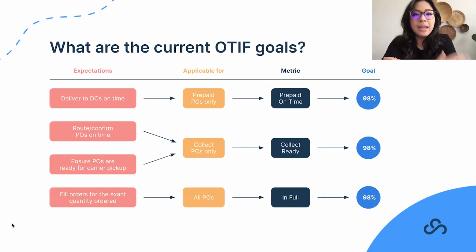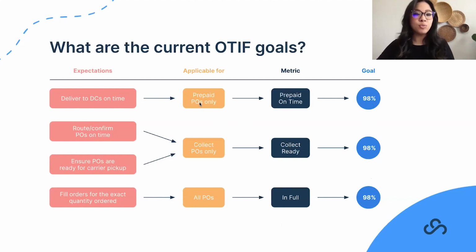Okay, so at a high level, we wanted to talk through what the different OTIF goals are that are currently true and what the threshold is for Walmart. So you guys can see here, this column is talking through the expectations, this is talking who is applicable, what the metric is that Walmart is really measuring, and then what the goal is. One thing you guys will probably see really quickly is the goal is 98% across the board, no matter the metric, but there are certain nuances for each of the metrics that I'll talk through. And again, we'll go into a little bit more depth as we go through the presentation.